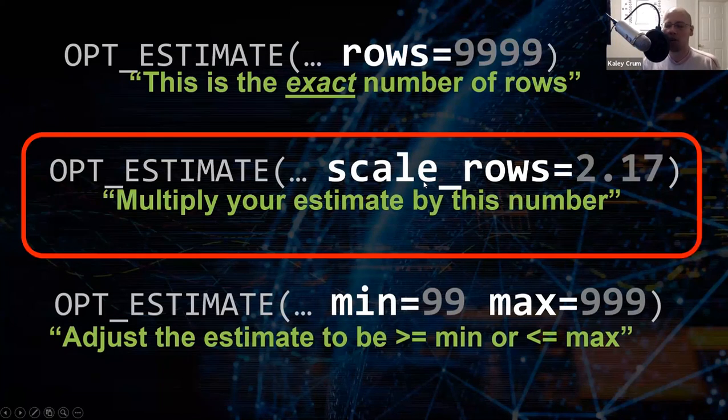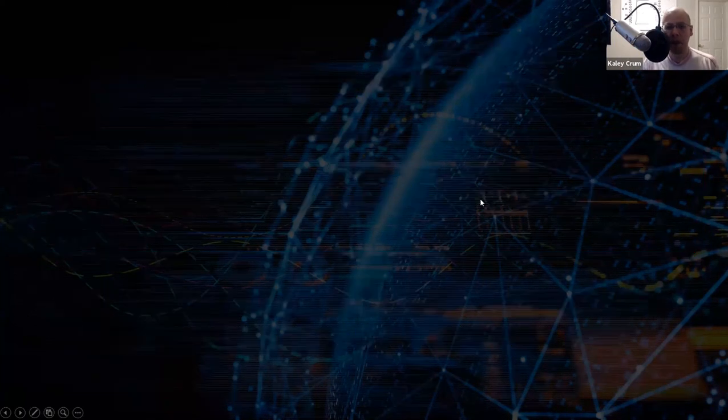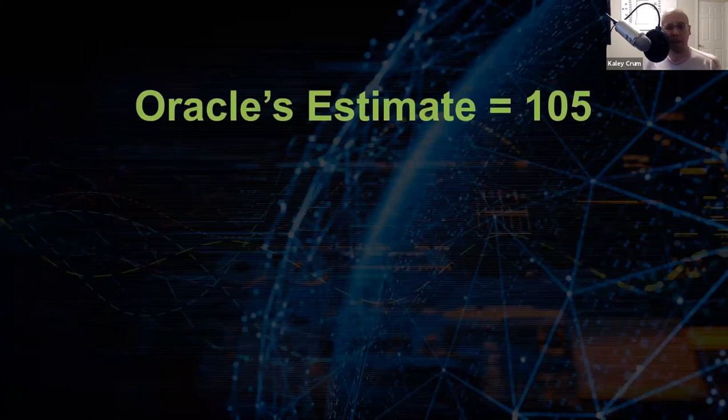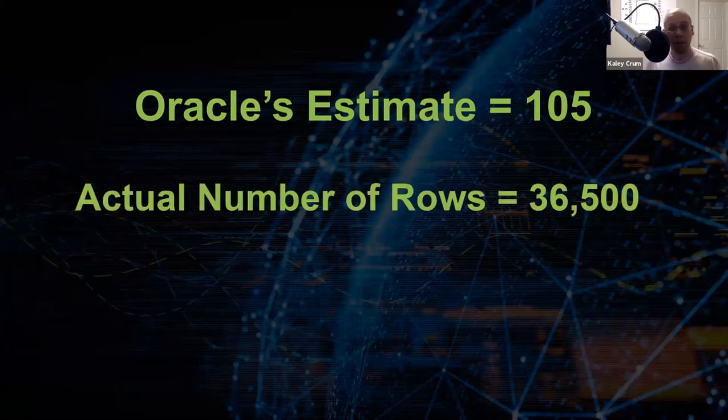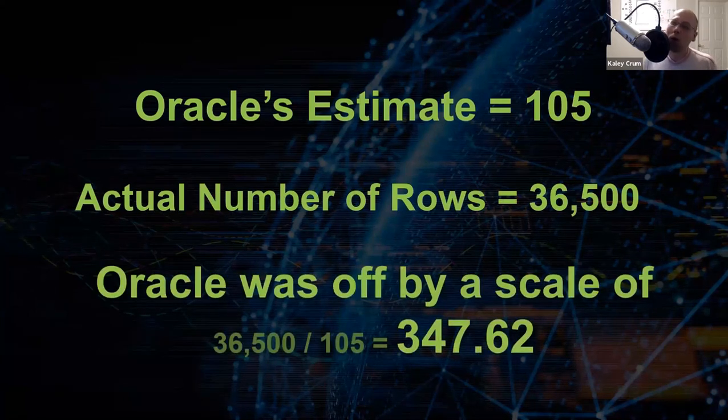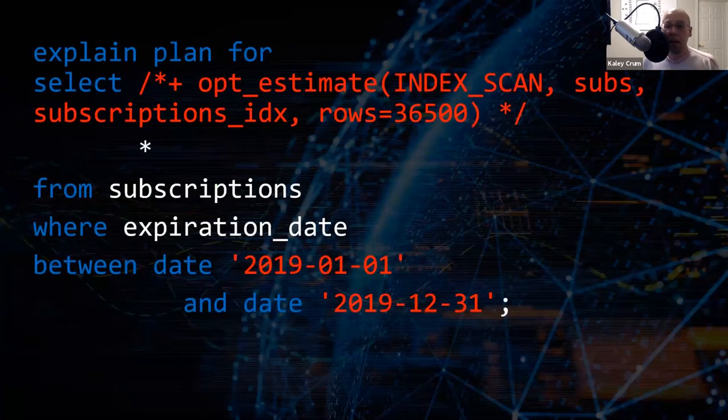Let's go ahead and try using the scale rows version of this hint. Oracle estimated that there's going to be 105 records, but we know the reality is we should expect 36,500 records. So Oracle was off by a scale. If you take 36,500 divided by 105, that's going to be approximately 347.62.